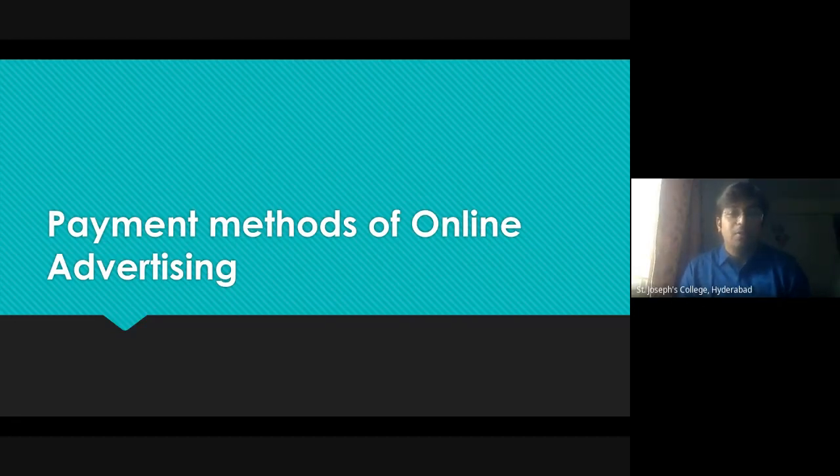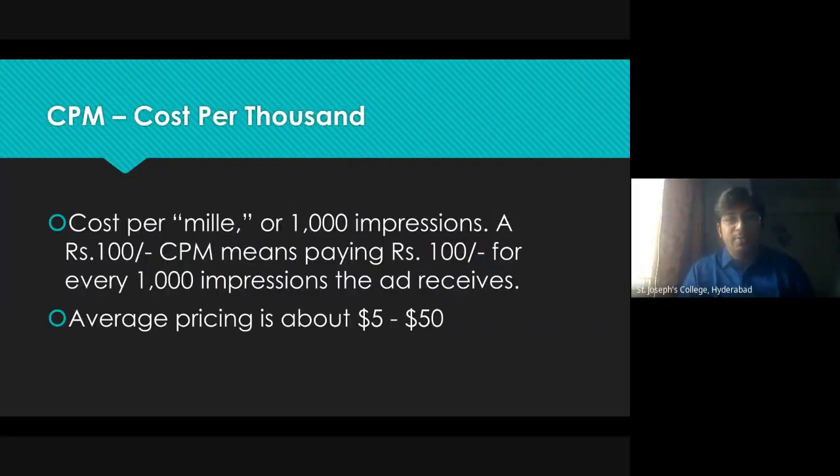Today, we'll be learning about payment methods of online advertising in digital marketing. So, when we talk about the payment methods, there are two types. They are called the CPM and the CPC. First, let's learn about CPM. CPM is short abbreviation for cost per mille. In internet parlance, we take it as cost per thousand.